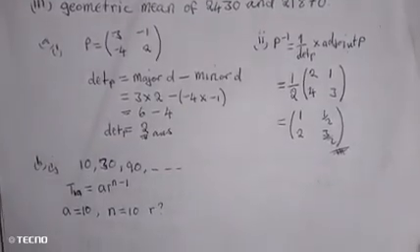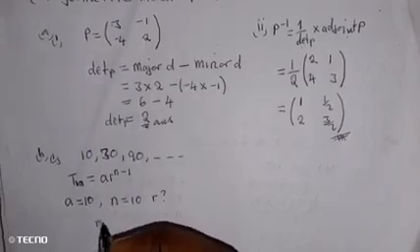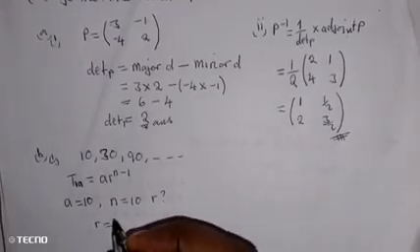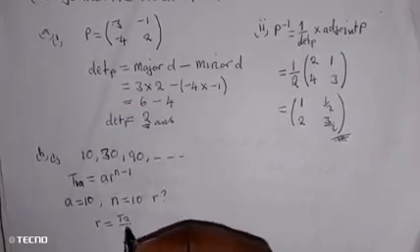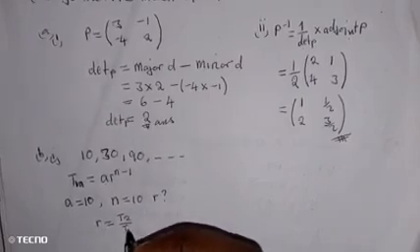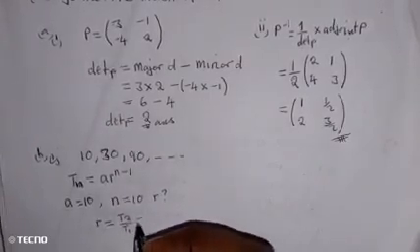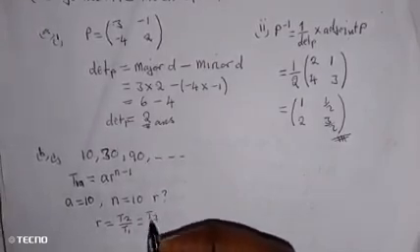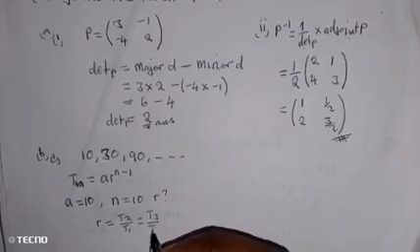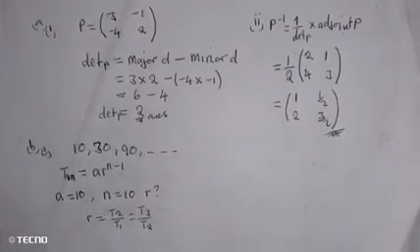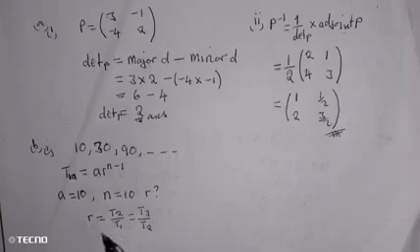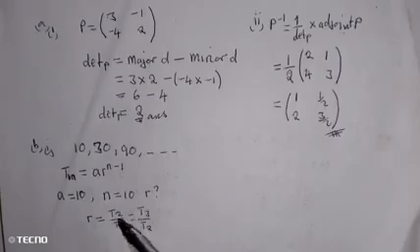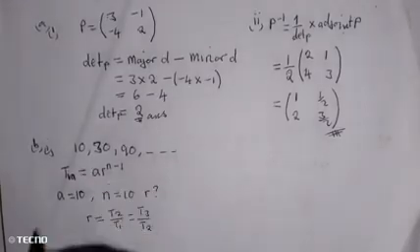So to find r here, we'll say r is equal to the second term divided by the first term. Or we can say the third term divided by the second term. Same formula, same ratios, we are going to have the same answer, whether you consider this one or the other one.